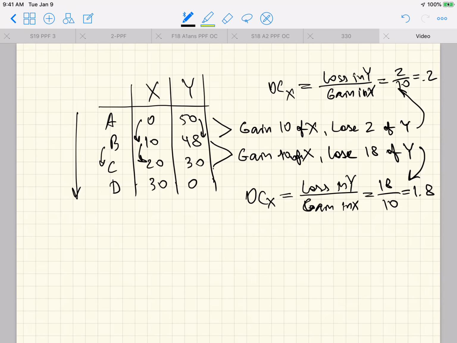We can also do this last thing. So I'll just do it very quickly. Again, we're still gaining 10, going from 20 to 30. We're losing 30 units of good Y. So it's 30 over 10, 3 units of good Y sacrificed per 1 unit of good X in this case. All right, so this is how it works. And I'll just stop here.